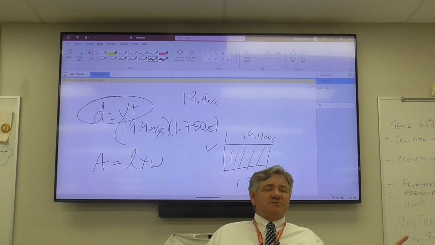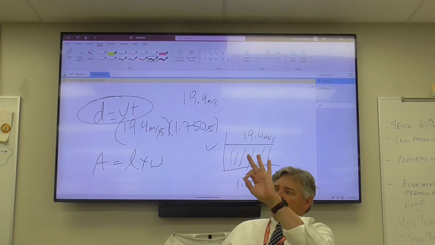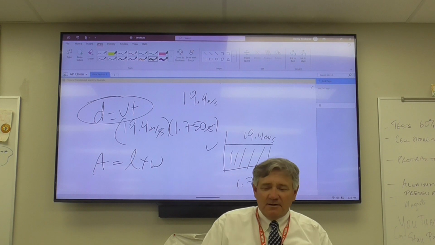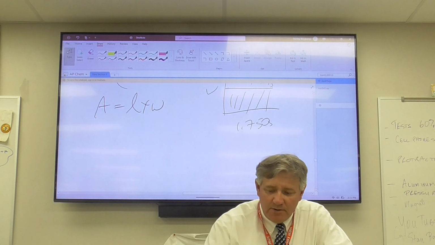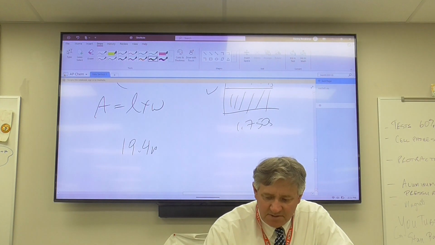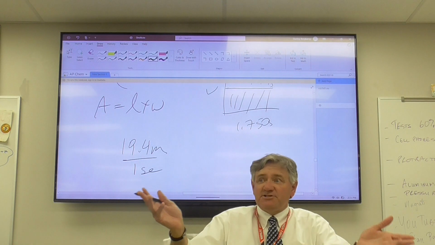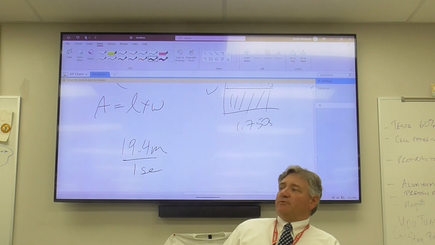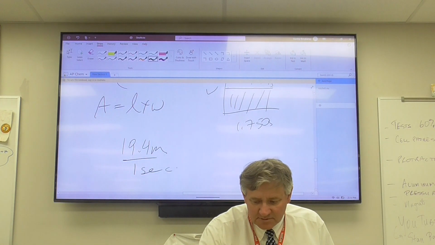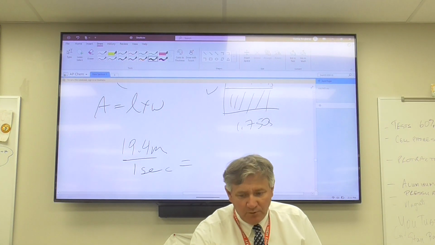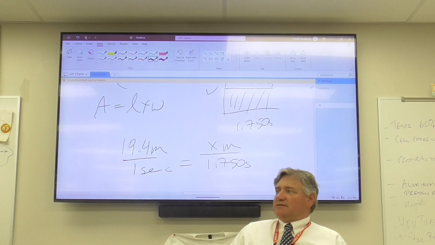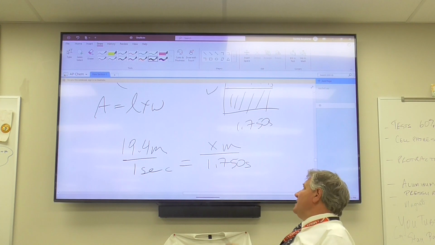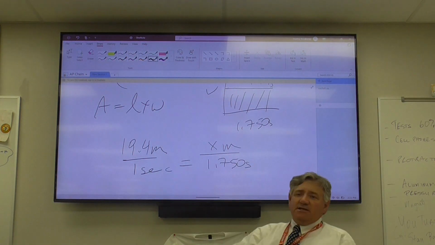But wait, for an additional shipping and handling, there's yet a third way you can do this problem. You go, Ms. Burkamp, I love ratios. You have 19.4 meters per 1 second. It's a ratio. It says this is how far I travel in 1 second. You can set it up as a ratio and go, if I travel 19.4 meters, I'm going to travel X number of meters in 1.750 seconds. Now, the beauty of this is your answer going to be bigger or smaller than 19.4?